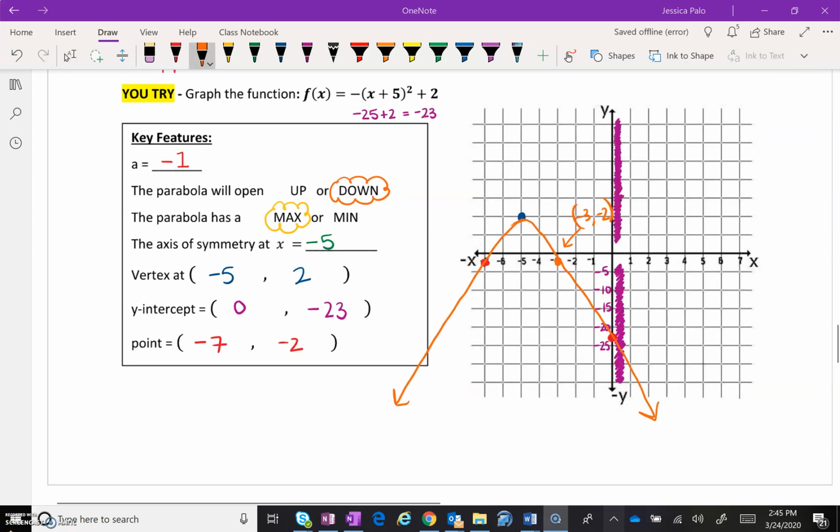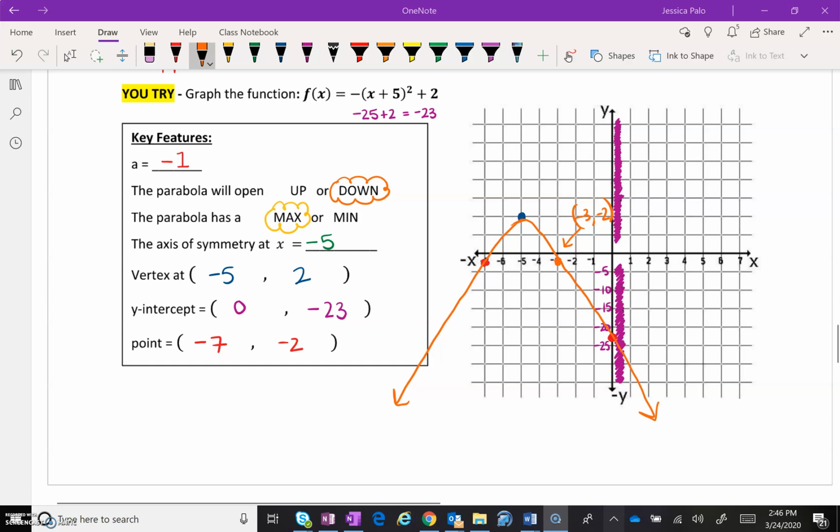Alright, here we go. This one was kind of tricky because, again, the graph was a little bit off. So if you chose not to make your own, like I didn't, this is what you could have done. So you were able to identify A as -1, so we knew the parabola was going to open down. The parabola is also going to have a maximum because the vertex is going to be above the roots. The axis of symmetry is going to be x equals -5, which would make the vertex -5, 2, based on the quadratic function in vertex form.